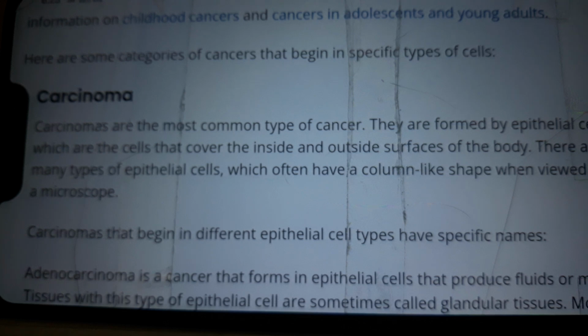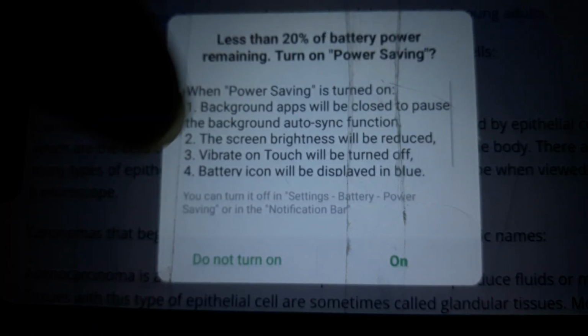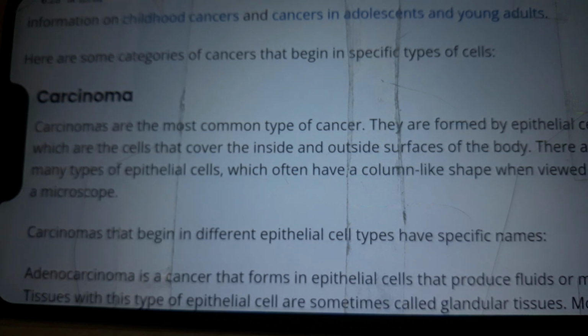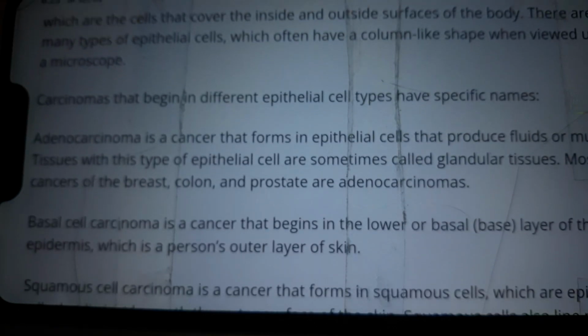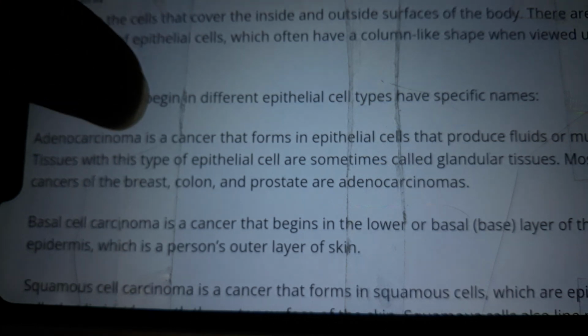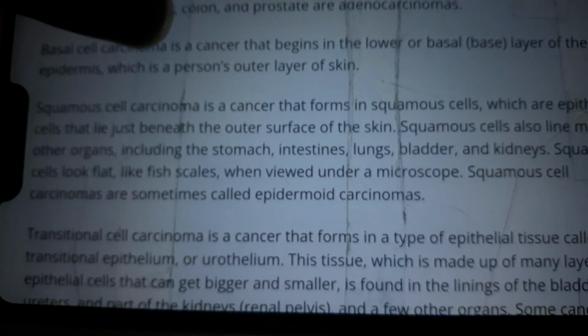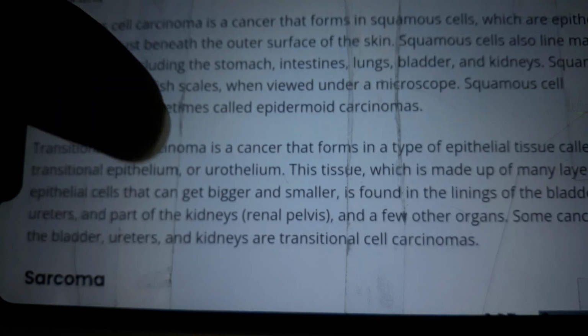So we're continuing. Here are some categories of cancer that begin in specific types of cells. So carcinoma, right, is the most common type of cancer. Carcinomas are formed by epithelial cells, which are cells that cover the inside and outside surfaces of the body. There are many types of epithelial cells, which often have a column-like shape when viewed under a microscope. Carcinomas that begin in different epithelial cell types have specific names. You have adenocarcinomas, basal cell carcinoma, squamous cell carcinoma, and transitional cell carcinoma.